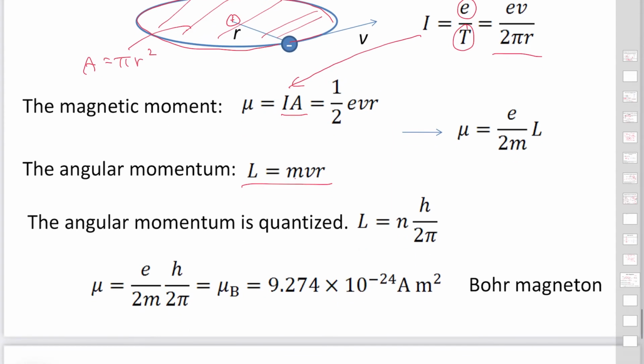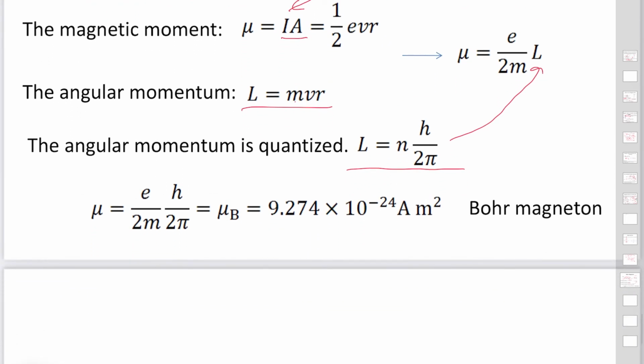And if you use the knowledge of quantum physics, angular momentum is expressed as an integer multiple of h over 2 pi. So substitute this L into these equations. You can find that the magnetic dipole moment of a single atom can be expressed by this expression: mu equals e over 2m times h over 2 pi. We call this a Bohr magneton. The magnitude of the Bohr magneton is about 10 to the minus 23.